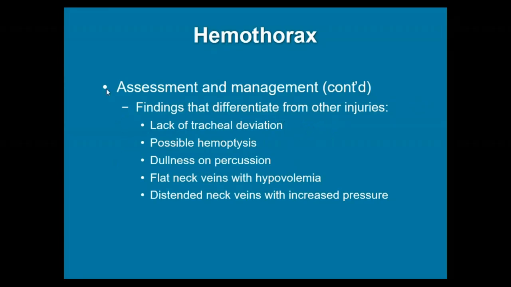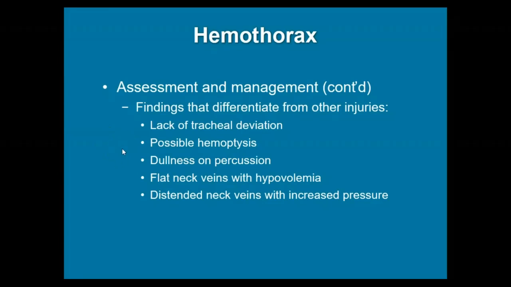Okay. What are we going to find to differentiate this from other injuries? Lack of tracheal deviation. They used to teach us that the trachea deviates away from a tension pneumo and toward a hemothorax. I don't know where that came from, because I can't find anything that says that anymore. That's not good medicine anymore. If you find a book that says that, put it on the shelf. It's a history book now.